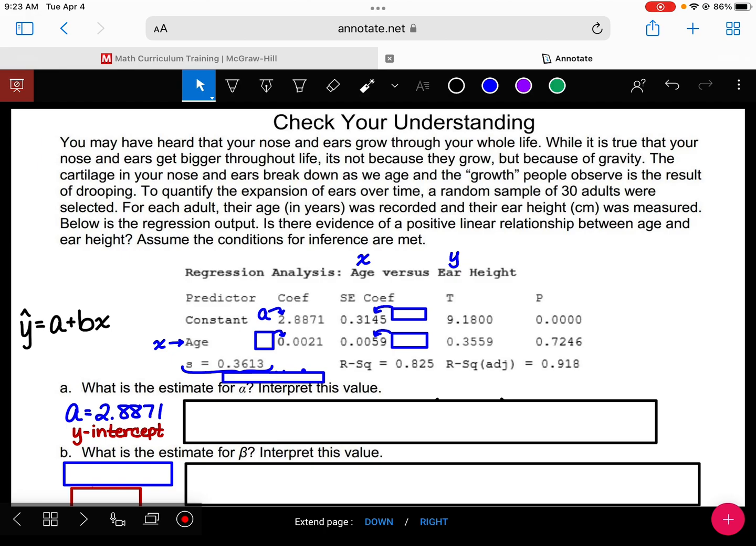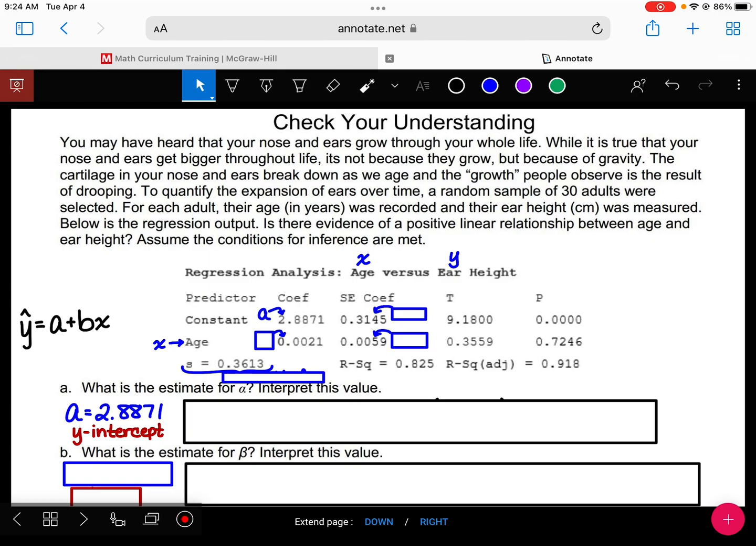Graphically, what does an ordered pair look like when I'm talking about a y-intercept? X is 0, and then we have this as our y value, right? What does our x variable mean here? 0 years. So if I'm going to interpret this y-intercept in context, people that are 0 years old, or newborns, right?